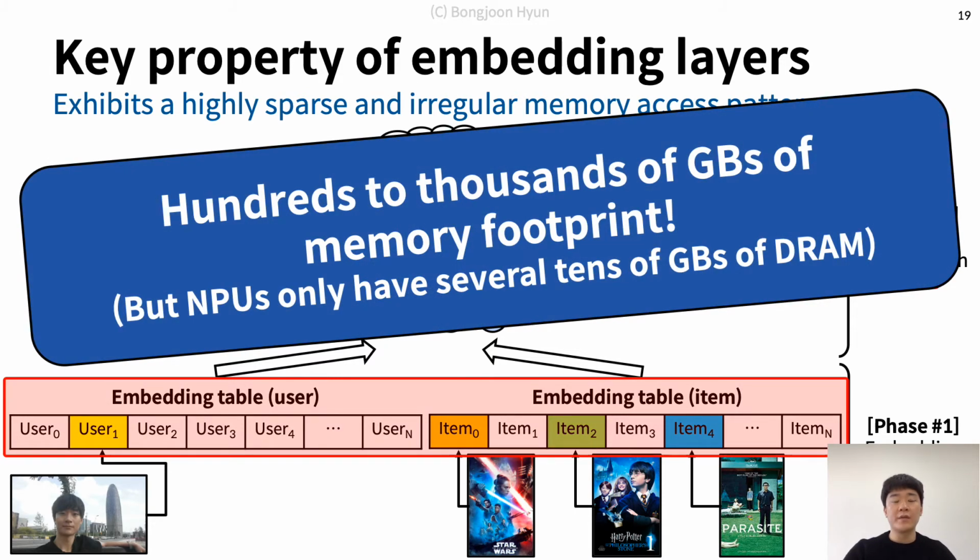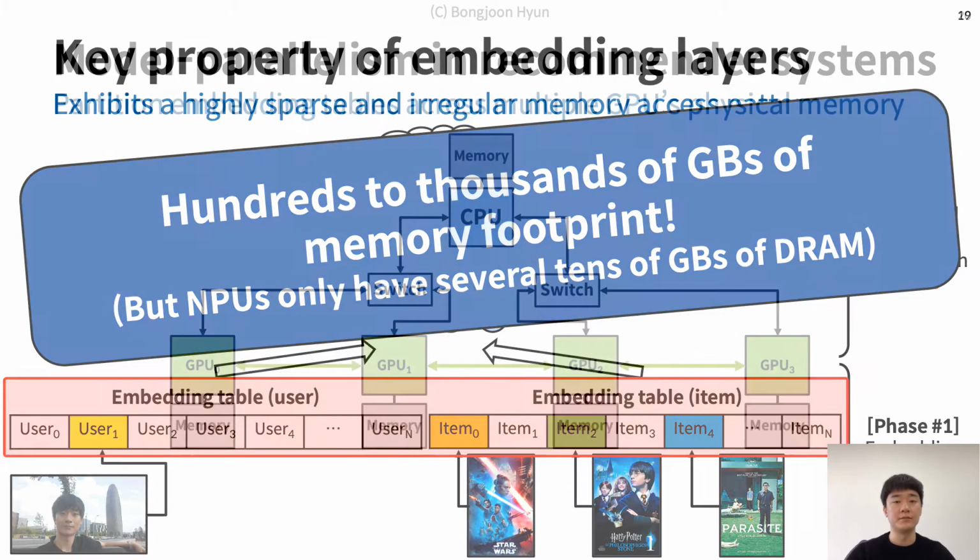If you think about the number of users serviced by big tech companies like Facebook or YouTube and the number of films created in human history, you will know the size of embedding tables is huge. Indeed, the size reaches hundreds to thousands of gigabytes of memory footprint. But NPUs only have several tens of gigabytes of DRAM, causing a problem, which is where to put these embedding tables.